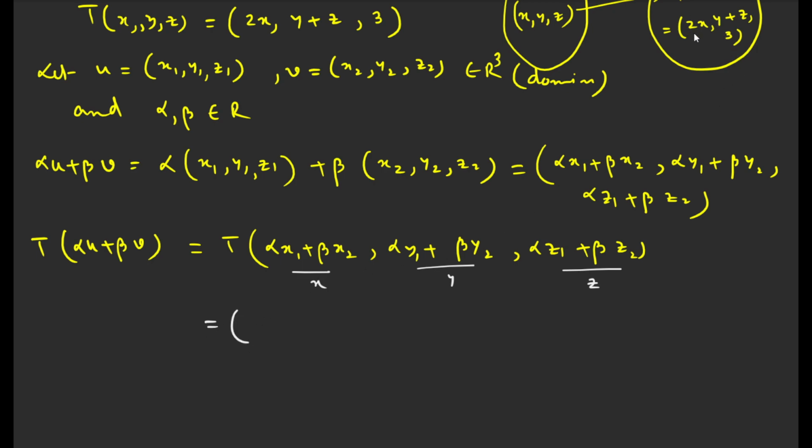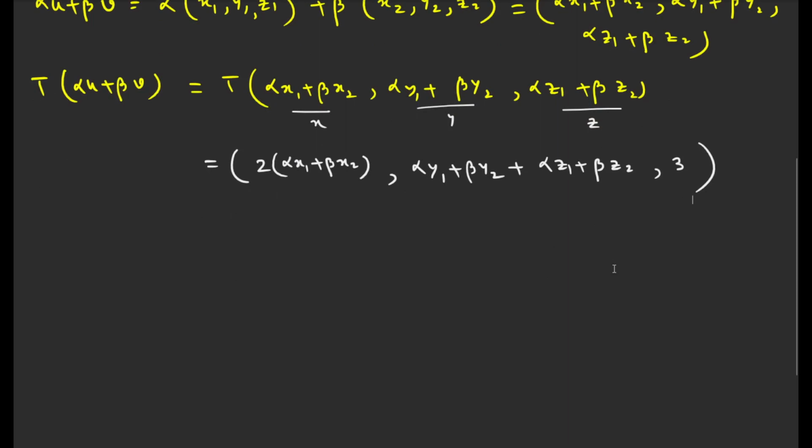You see the first term is twice x. So it will be 2 into our x, which is alpha x1 plus beta x2. The second term is y plus z. So this is our y, alpha y1 plus beta y2, plus z, which is alpha z1 plus beta z2. And the last number is only 3, it is given in the question. So let us keep it like this. Our left hand side is done.